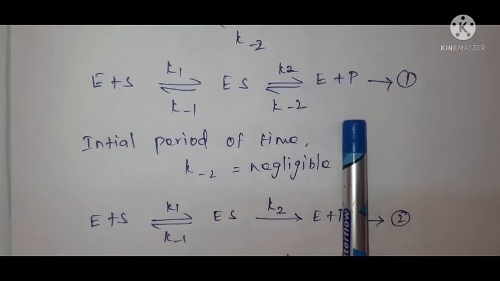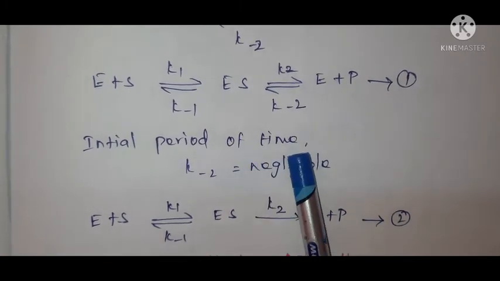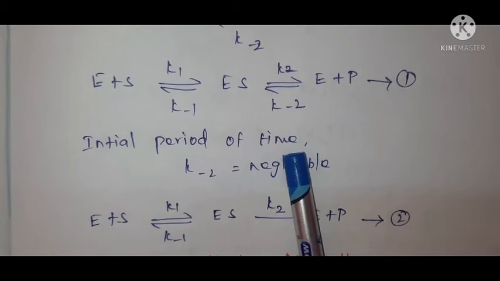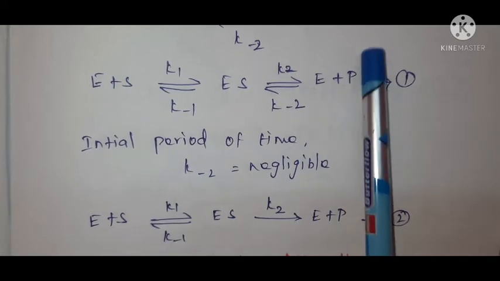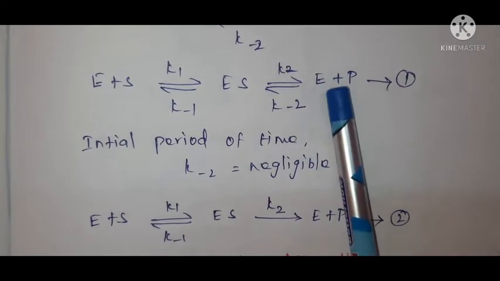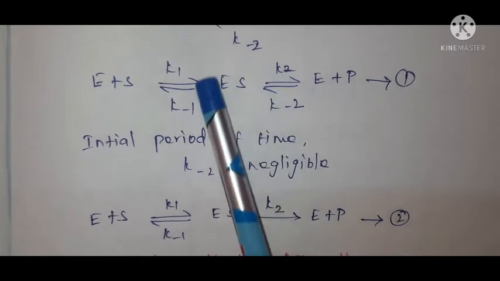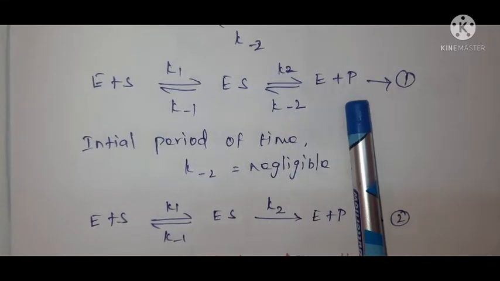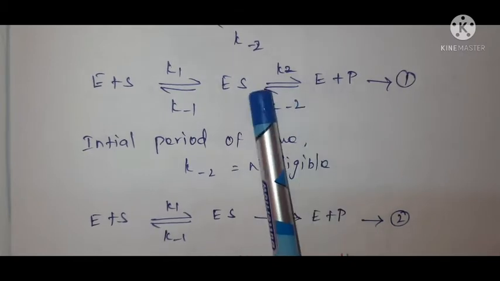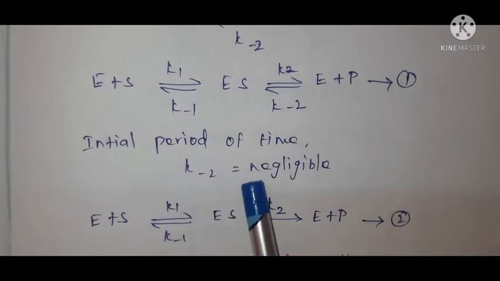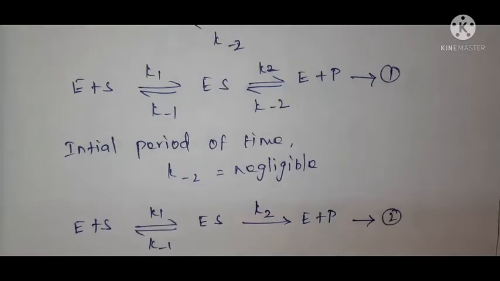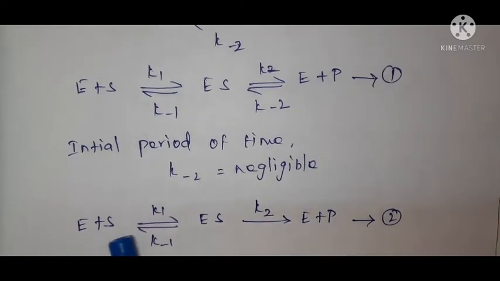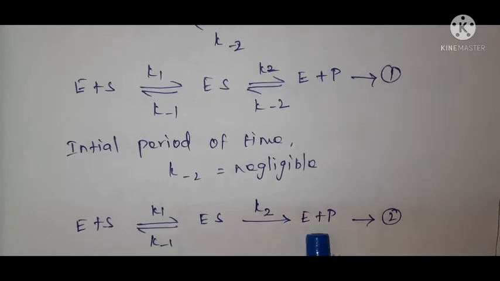We are investigating the experiment at the initial period of time to study the effect of substrate concentration on the reaction rate. Here at the initial period of time, the concentration of product is very low. So the formation of enzyme substrate complex from the product can be ignored. That is, you can ignore the backward reaction, so K minus 2 is negligible at the initial period of time. Consider this as equation number 1. You can write equation 1 as: enzyme combines with substrate, it forms enzyme substrate complex, and it gives enzyme plus product.